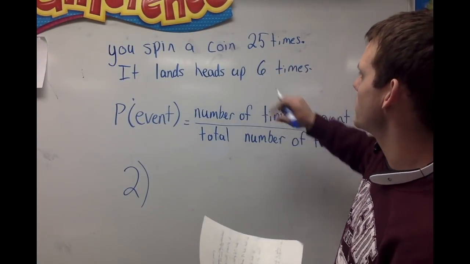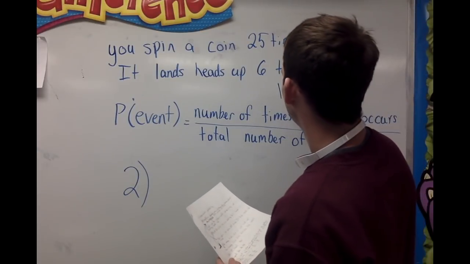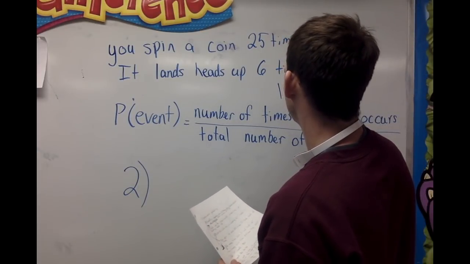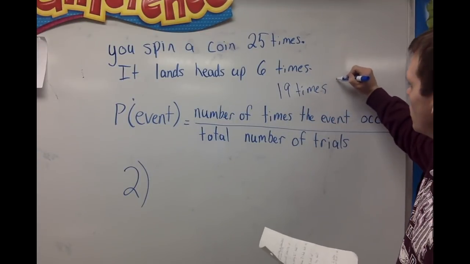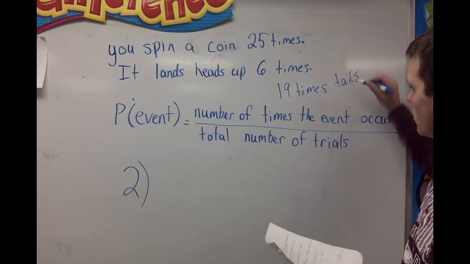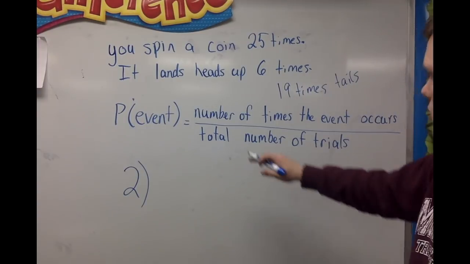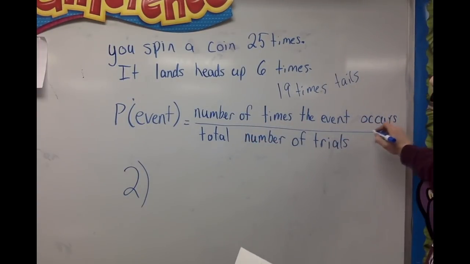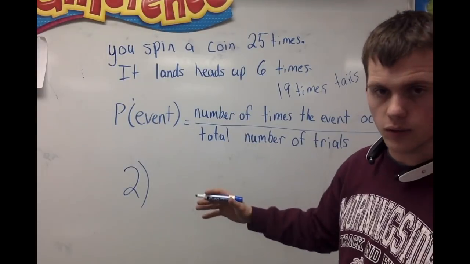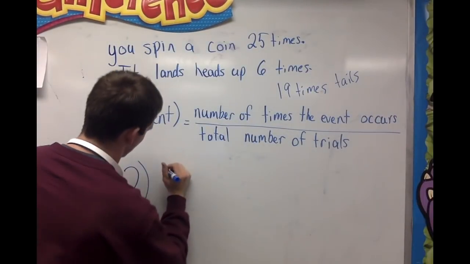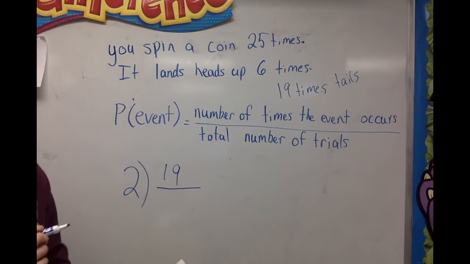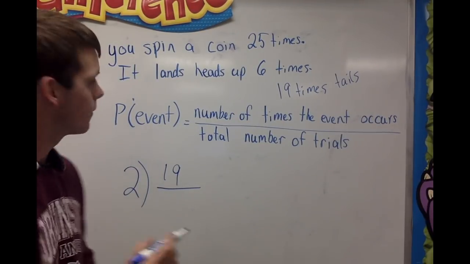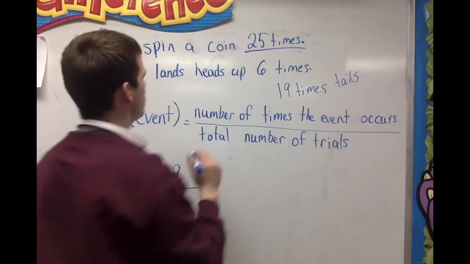Now of course, the next part is how many times did it land tails? So 25 minus 6 is 19 times. So we have 19 times for tails. So we ask ourselves again, the number of times the event occurred. So if we're looking for tails, then we have 19. And what was the total number of times we tried? We tried 25 times.